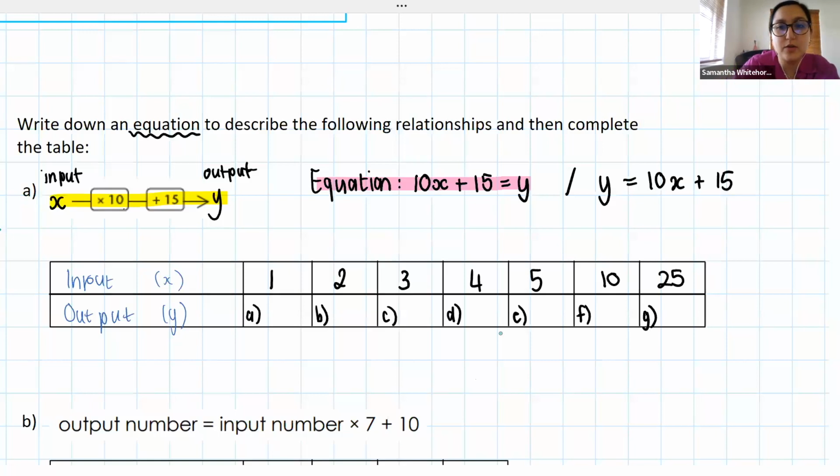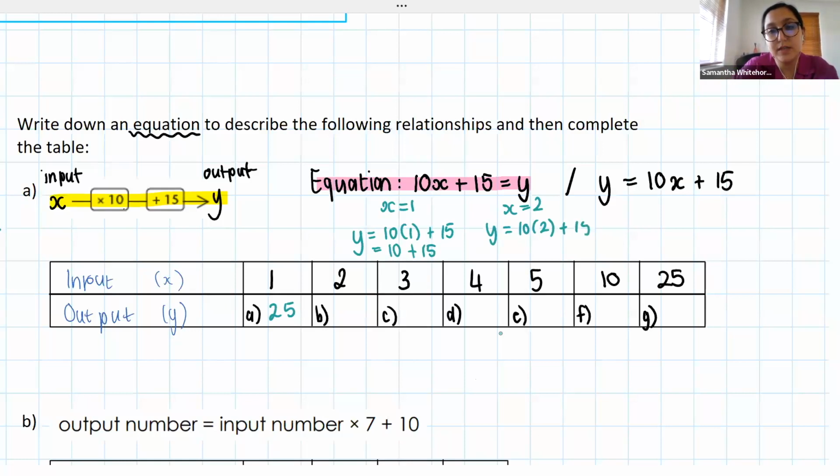Alrighty, so the first one, if we just use our equation and apply the fact that x is equal to 1, we are going to substitute in and replace x with 1, and essentially solve for y. So 10 times 1 is 10, plus 15 gives us an output of 25. We do exactly the same thing when x is equal to 2. We're looking for our output, 10 times 2 plus 15. We know that 10 times 2 is 20, plus 15, and so we get 35. The next one would be 45, 55, 65. Hopefully you're starting to see a pattern there.